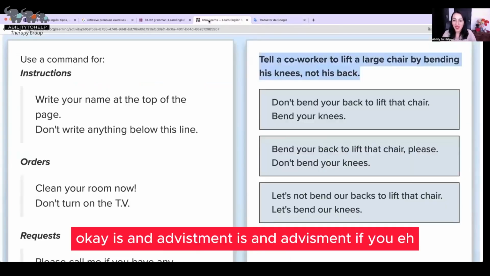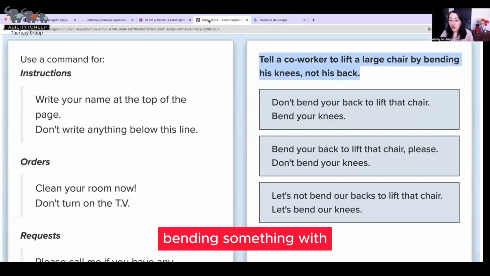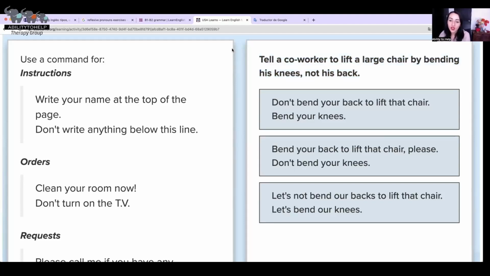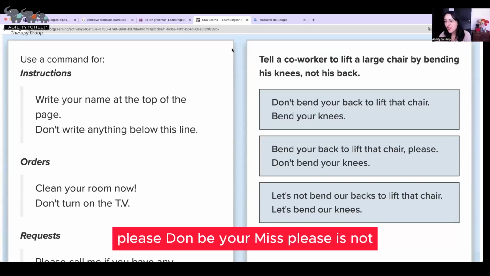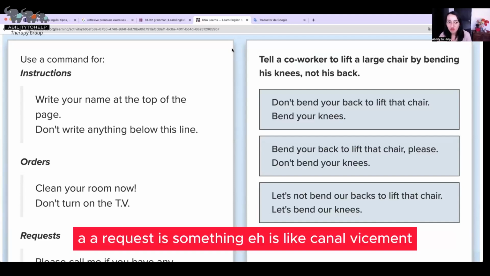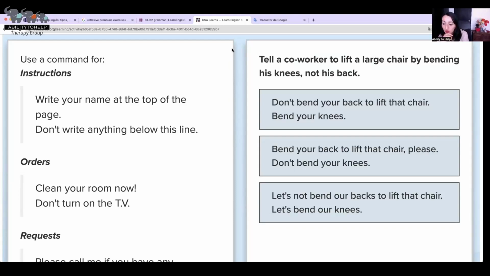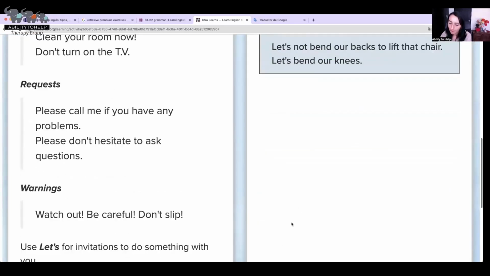Okay, it's an advisement, because if you bend something with your knees, it's possible to hurt yourself. Don't bend your back to lift that chair. Bend your knees. Please don't bend your knees. Please is not a request, it's like an advisement. Let's not bend our backs to lift that chair. Let's bend our knees. I think it's not an invitation, it's not a request. So the first one is the best.